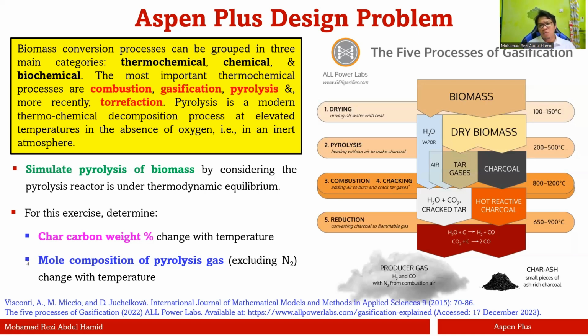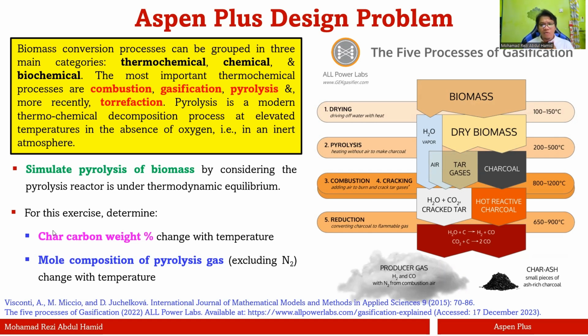But for our exercise, what are our tasks? Our task here is we would like to investigate how char carbon weight percentage changes with respect to pyrolysis temperatures. We're going to vary from 350 to 750 degrees Celsius. And then we also will check how temperature changes the mole composition of pyrolysis gas, excluding nitrogen. Nitrogen will exist as well, but when we do our calculation, we're going to exclude nitrogen from our composition. Basically that's the topic.